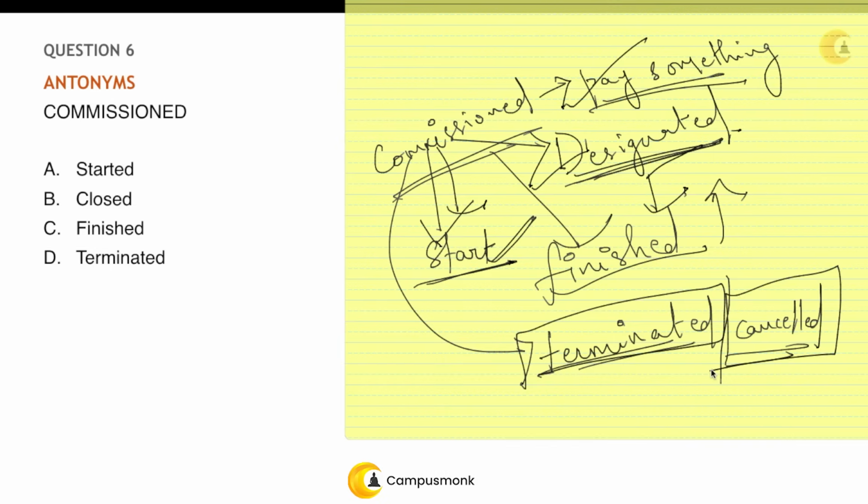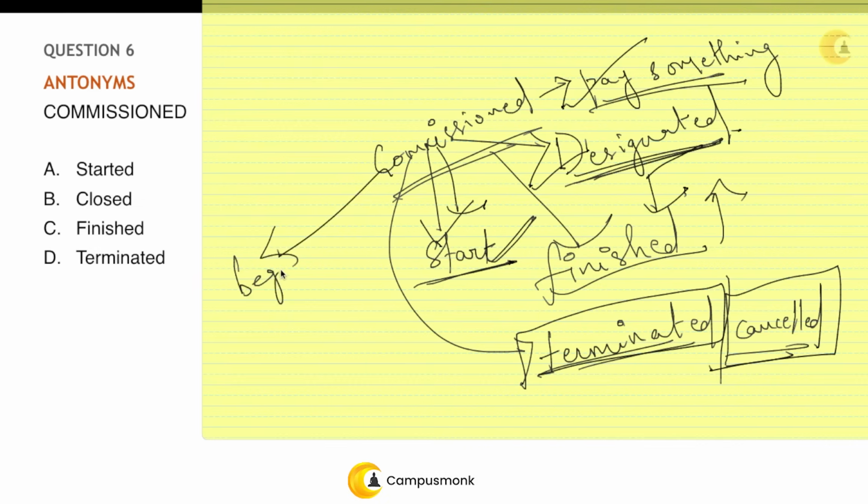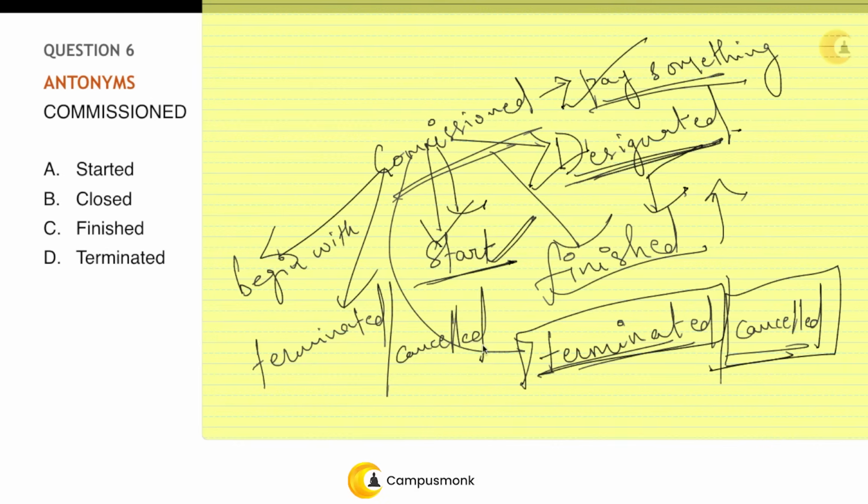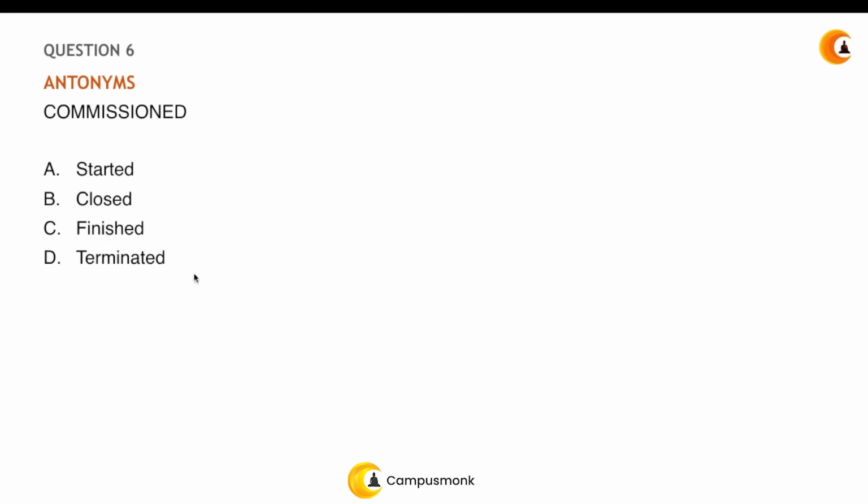Okay, you're no more a commissioned worker, you're no more doing a commissioned artwork or something like that. Got it? So commission generally means to begin with, and the opposite of begin is to get terminated or cancelled. Basically, commissioned is used with two things: one is a designation and the other is to get paid for. So the opposite will be terminated. So I can see terminated, that is in option number D.